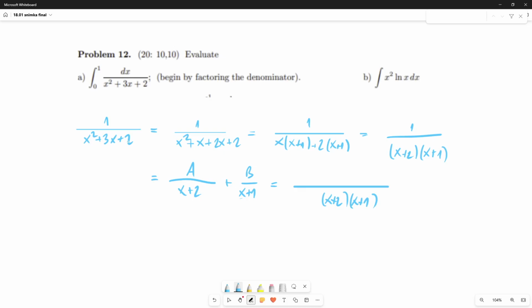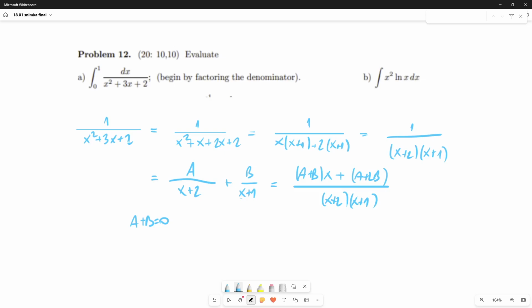We have A times x plus A times 1 plus B times x plus B times 2, and I write it down as (A plus B) times x plus (A plus 2B). So this is the coefficient which multiplies x, and this is the coefficient which multiplies 1. Since on the left hand side we have only 1 and the coefficient next to x is equal to 0, it follows that A plus B must be equal to 0.